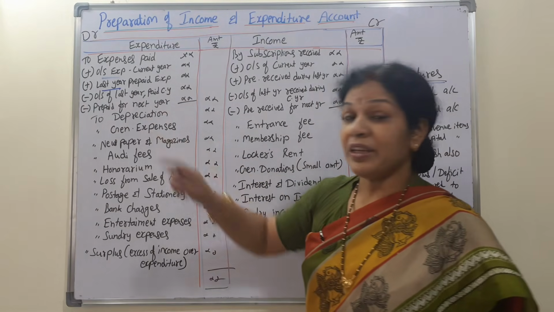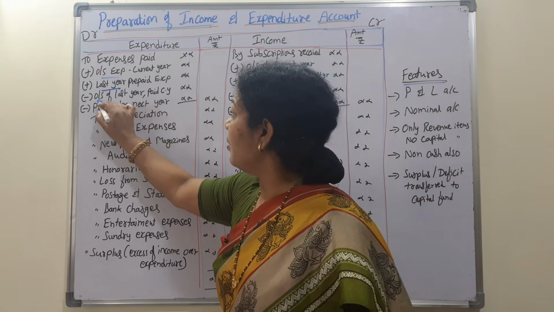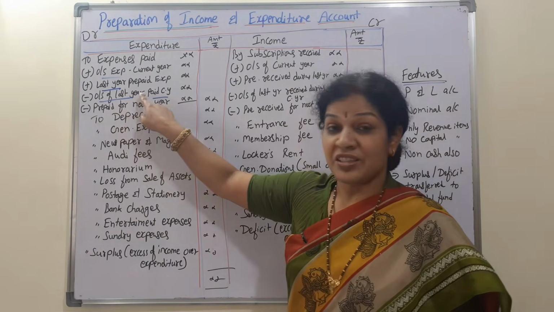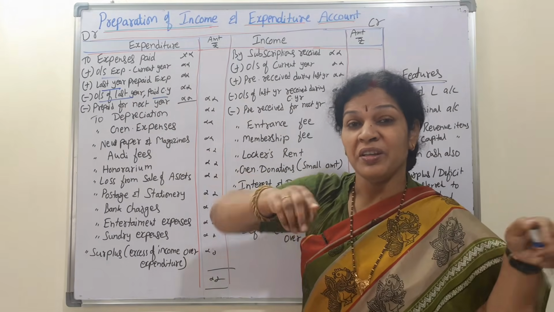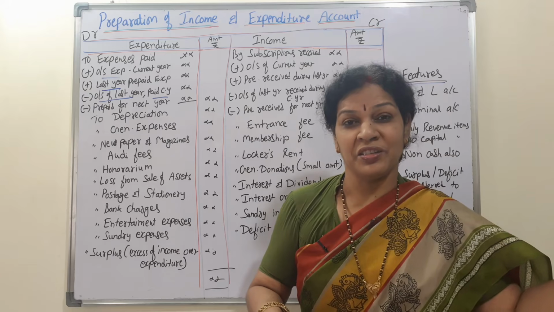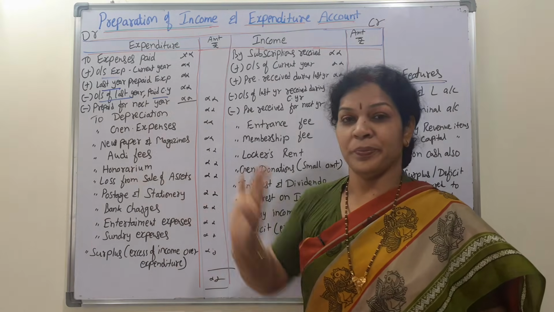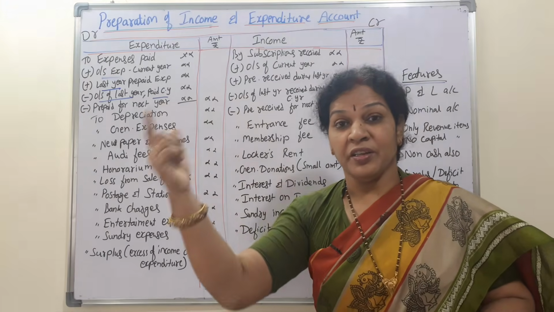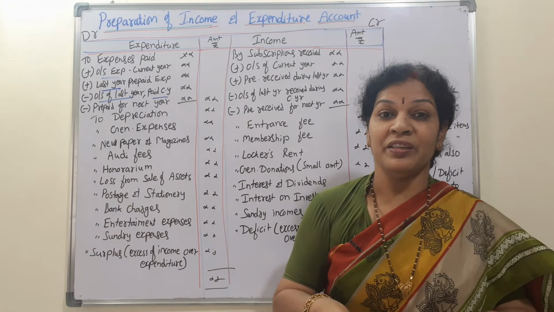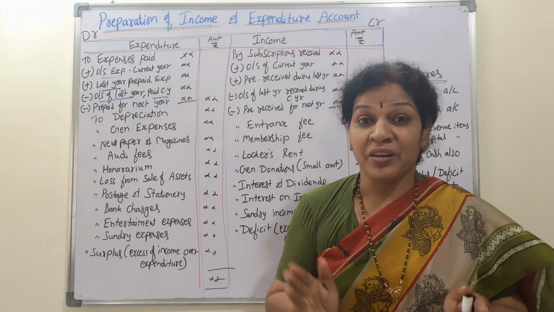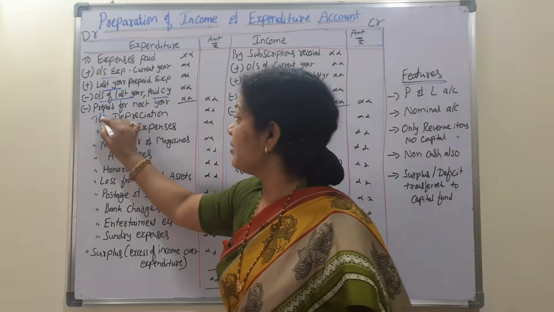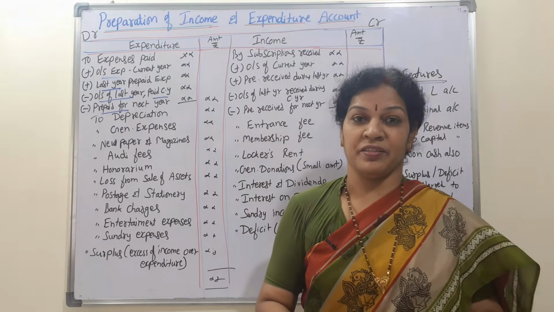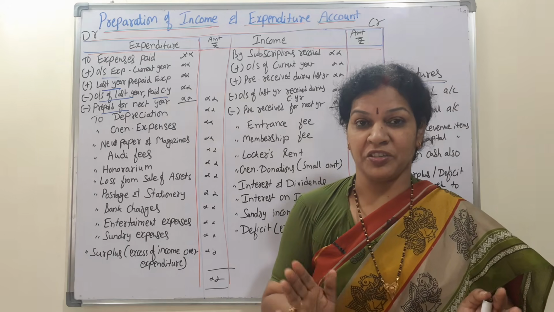Next, outstanding of last year paid in the current year. This amount is related to the last year, paid this year. Why do you want that last year amount? We don't want it, so it is deducted. Am I clear? Next, prepaid for next year. Next year's expenses we have paid now. It is related to next year, not the current year, so we are deducting it. You need to be very clear on this, especially to prepare the income and expenditure account.